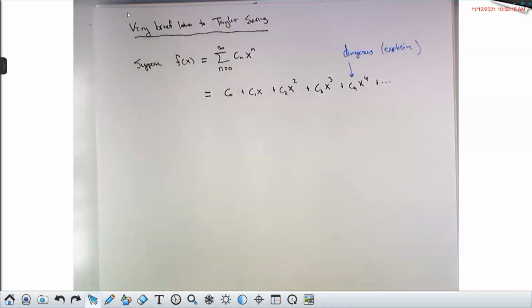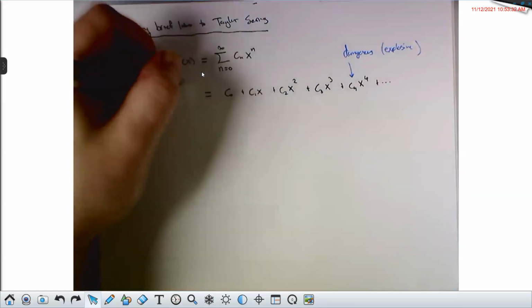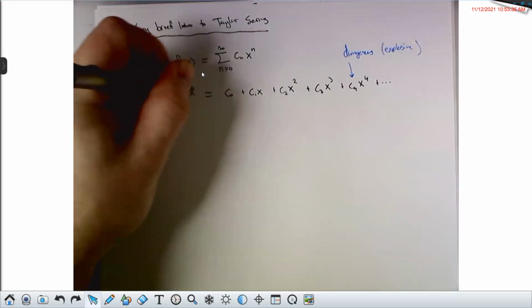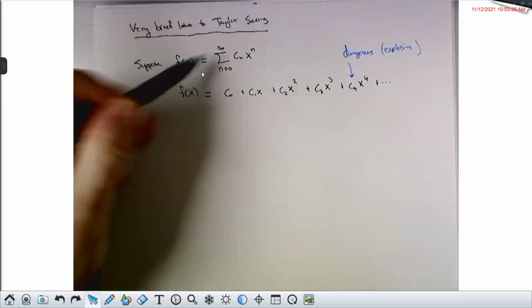The game here is we don't know the coefficients yet. But if we're very clever, we can come up with a formula for the coefficients by thinking about the derivatives of this function. All right, so again, the left-hand side is the same here. I'm just writing out this series.